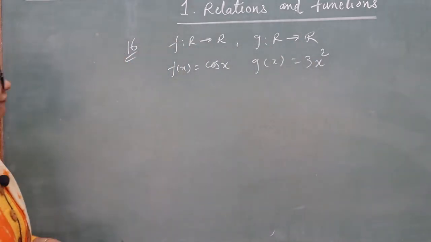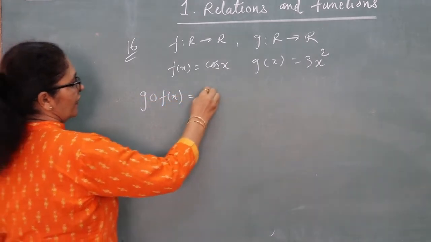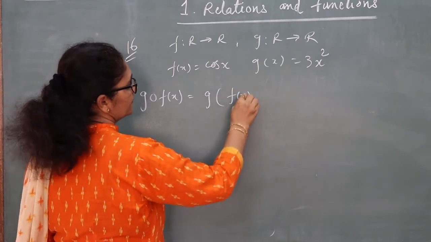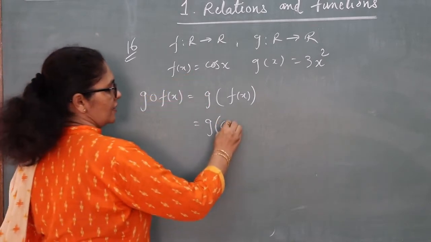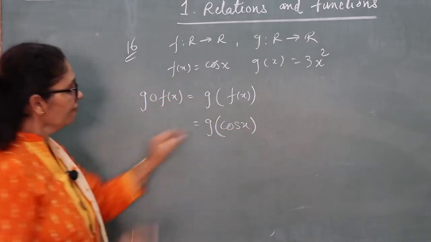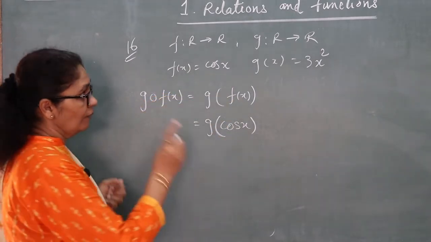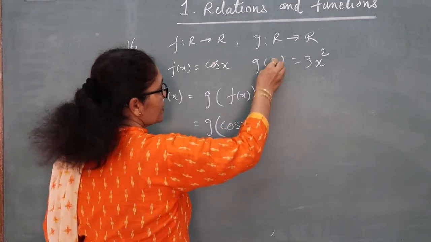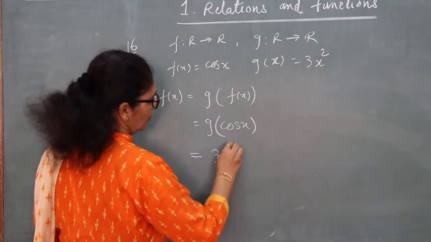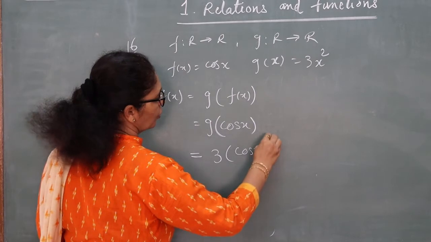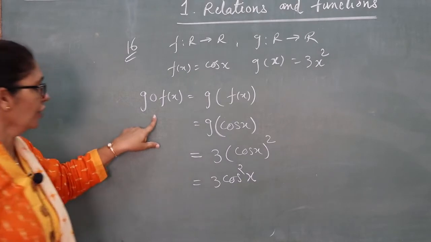Okay, let's start with g over f first. How can we write g over f of x? So we can write g of f x. Now check, what is your f x? It is cos x. So in place of f x we write the function which is given, cos x. Now remember, in g x in place of x, what do you have to write? cos x. So here g x is 3x square. In place of x we write cos x. So your answer is 3 cos square x. This is your g over f.